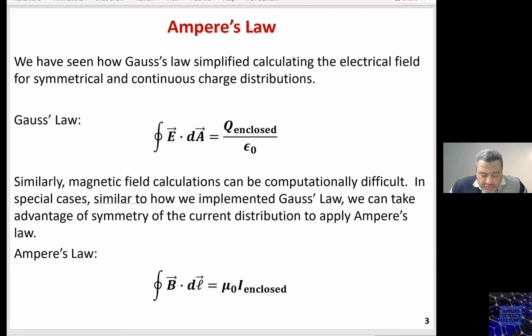Now we will introduce Ampere's law. As we have seen earlier, Gauss's law was very useful in calculating the electric field due to the symmetrical continuous charge distribution in some structures. We managed to use Gauss's law to calculate the electric field using Gaussian surfaces that are symmetrical shapes. Now, the same thing we can apply in the case of the magnetic field. We use what's called Ampere's law.